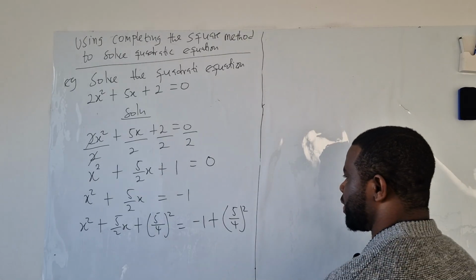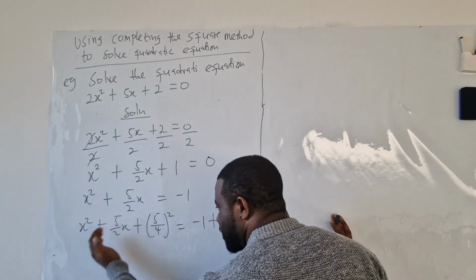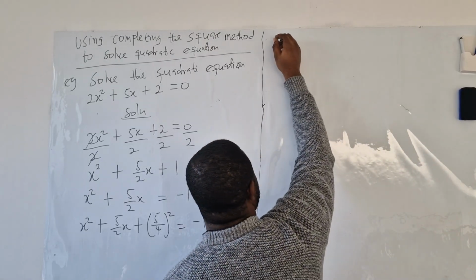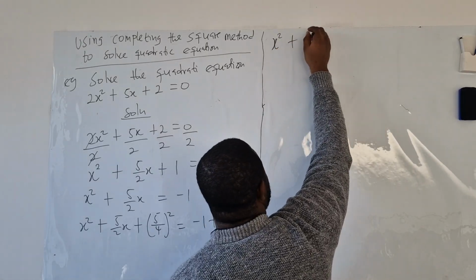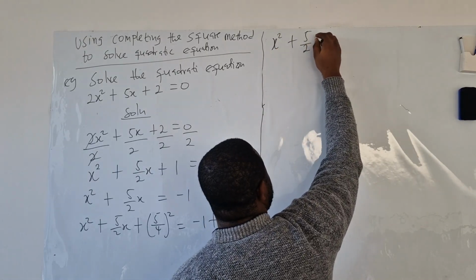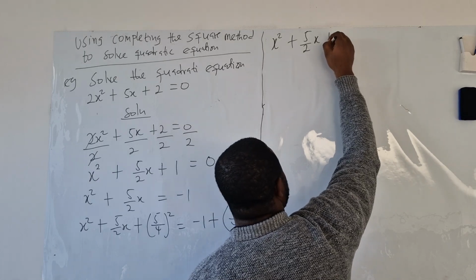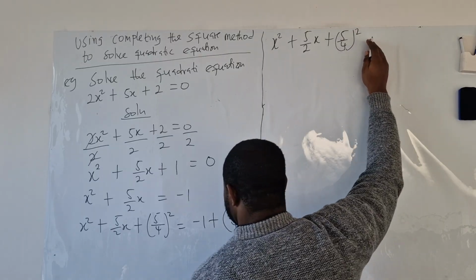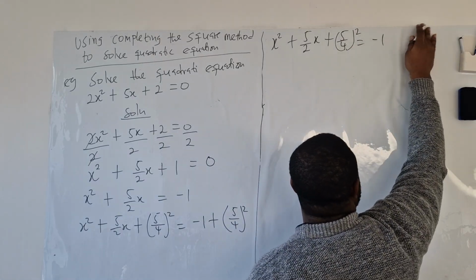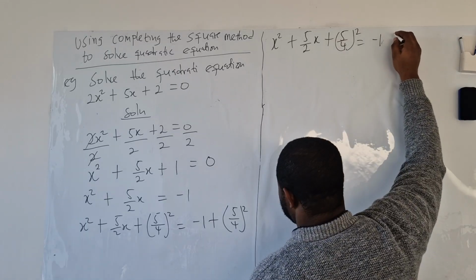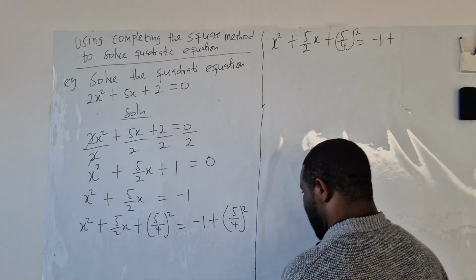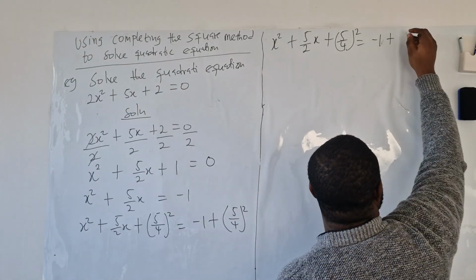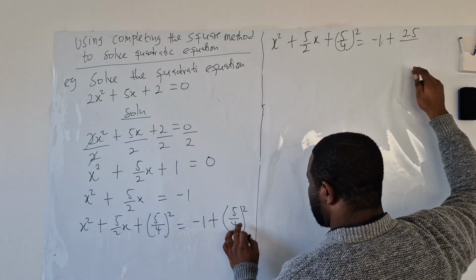Then at this point, let's maintain the left side expression and simplify the right side. So we have x squared plus 5 on 2 x plus 5 on 4 all squared is equal to minus 1 plus, now the square here is affecting both the numerator and the denominator. So 5 squared will give us 25, then 4 squared will give us 16.